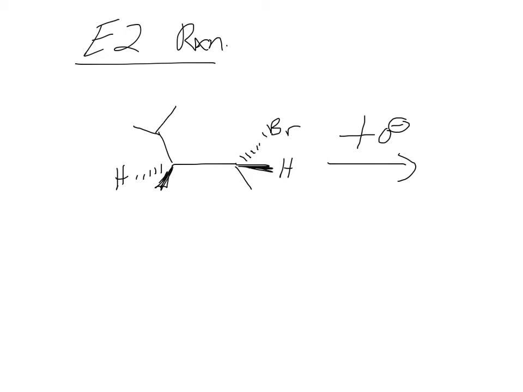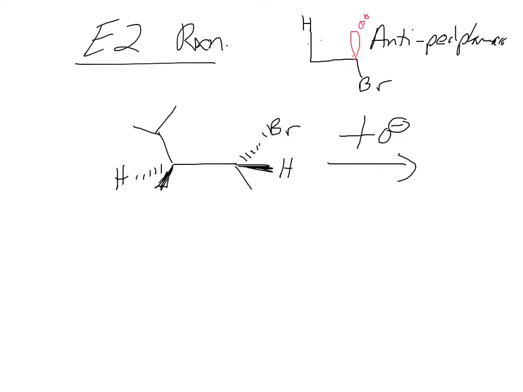The problem is we also know for E2 we need the bromine and the H to be anti-periplanar. Right? We need them to be 180 degrees apart, because that's where sigma star is at. That's how we form that pi bond. We need the sigma star for this carbon-bromine bond lined up.